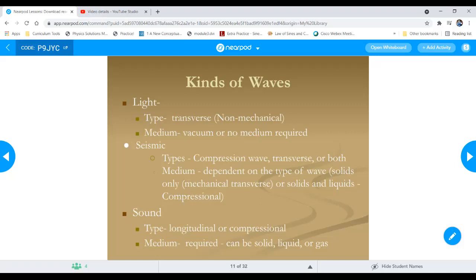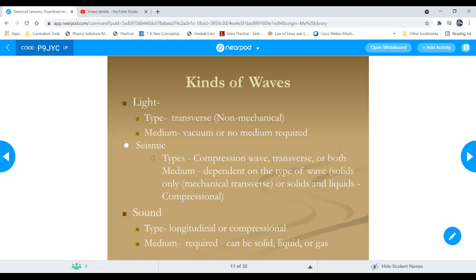Then we have seismic waves. So these are like our earthquake waves. These are compression waves, but they're also transverse. Some of the waves of earthquakes are both. They're a combination of compression and transverse waves. And the medium that they travel through depends on the type of wave. And so a transverse wave in the earth is called a mechanical transverse wave, and it can only travel through rock. In fact, that's one of the ways we discovered that the inside of the earth was liquid, the very inside, or molten, I should say.